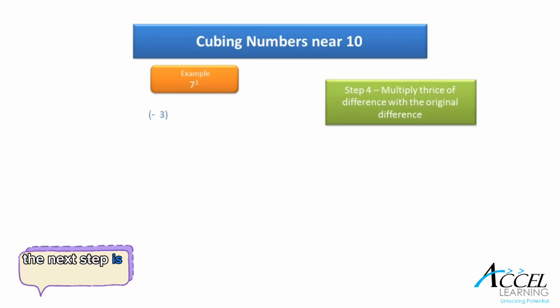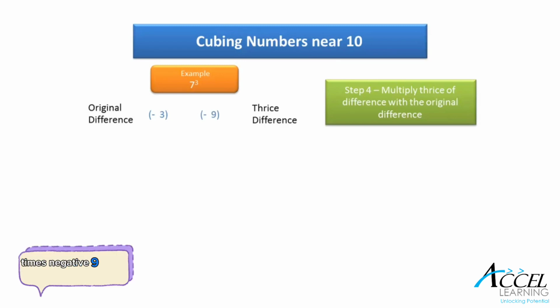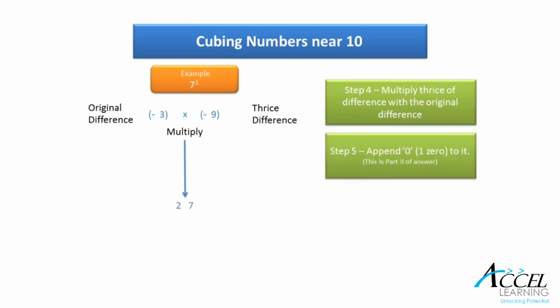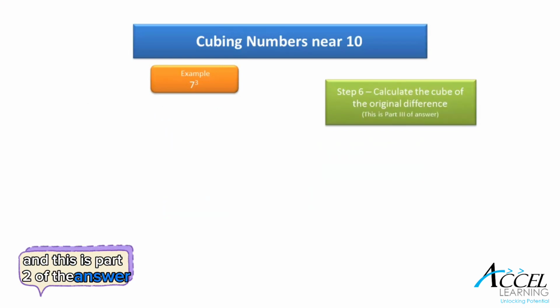The next step is to multiply thrice of the difference with the original difference. -3, which is the original difference, times -9, which is thrice the difference. -3 times -9 equals 27. Then, append 1 zero to the answer, which makes 270, and this is part 2 of the answer.